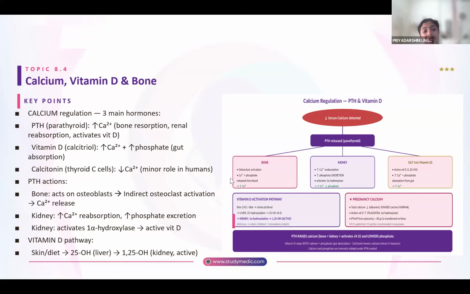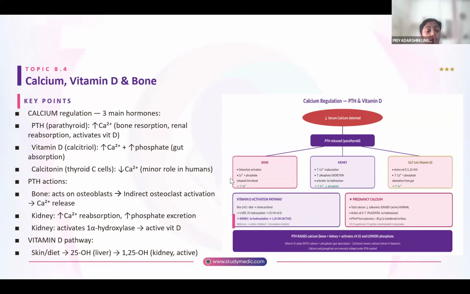Now, what happens as such to the levels of calcium in pregnancy? In pregnancy, the total level of calcium is going to drop down. And why is it dropping down? Because of the reduction in the levels of albumin that is seen. Now, active vitamin D is increased because of placental 1-alpha hydroxylase. The parathormone from the placenta releases almost 30 gram of calcium that gets transferred to the fetus.